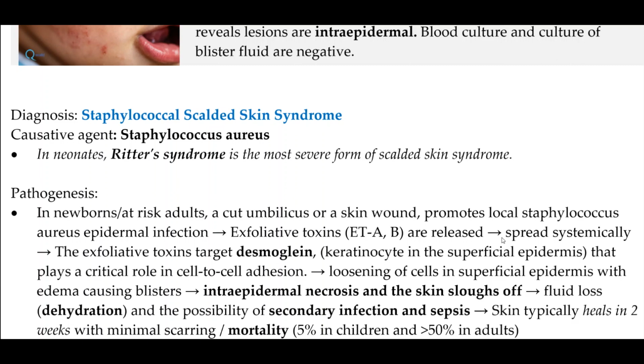Because skin cells are lost, there is too much fluid loss, which leads to dehydration, and that can lead to secondary infection as well as sepsis. In the usual course, the skin typically heals in 2 weeks with minimal scarring. But mortality rate is 5% in children and more than 50% in adults. So the condition is more severe in adults.